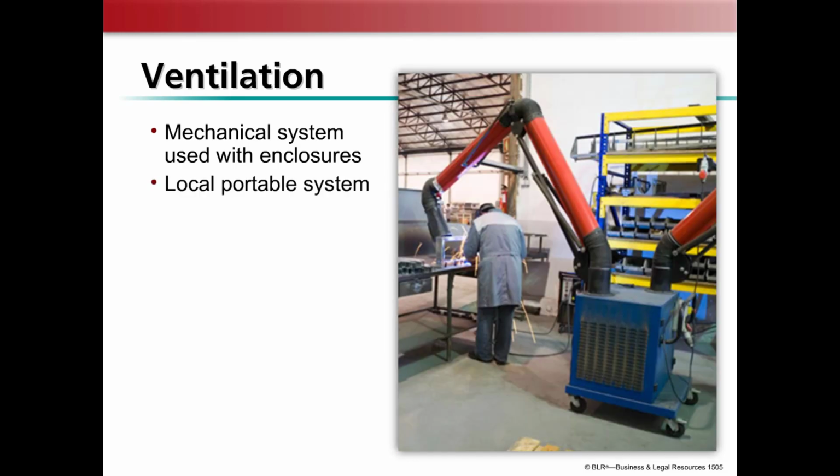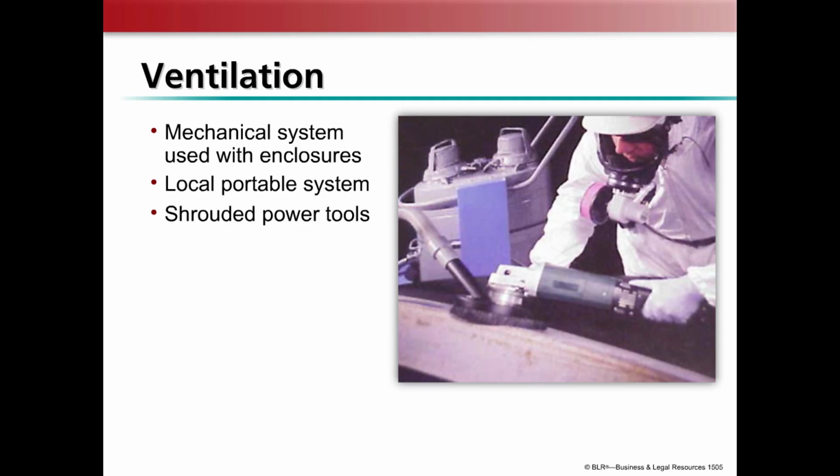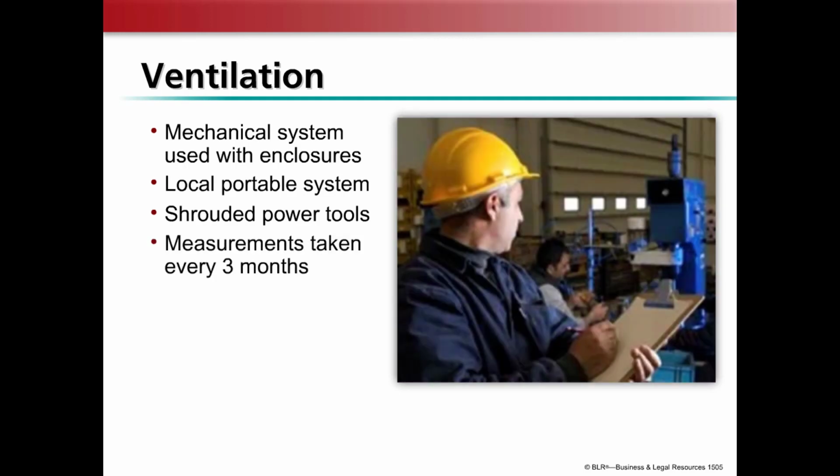Local portable ventilation systems can be installed next to specific tasks, such as welding or sanding operations. Shrouded power tools with ventilation can be used to capture the lead dust that is created while grinding, sanding, etc. Measure the ventilation system's effectiveness every 3 months. Ways to measure ventilation systems include measuring capture velocity, duct velocity, or static pressure.